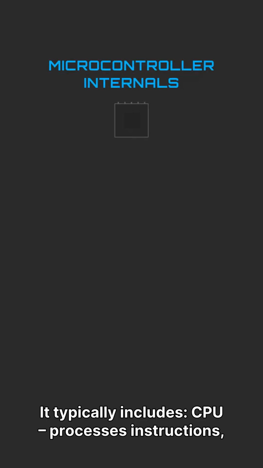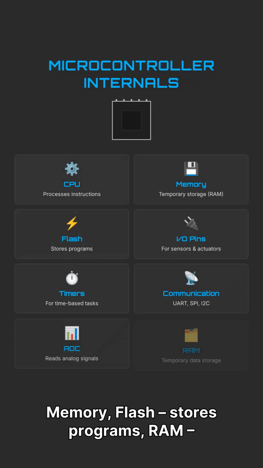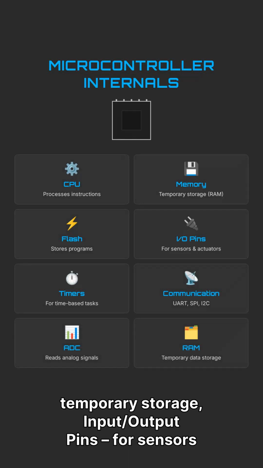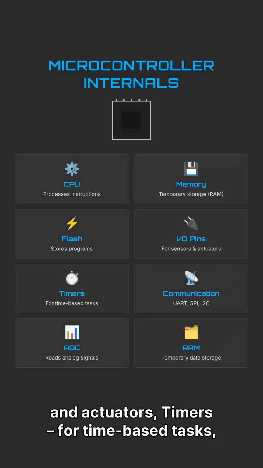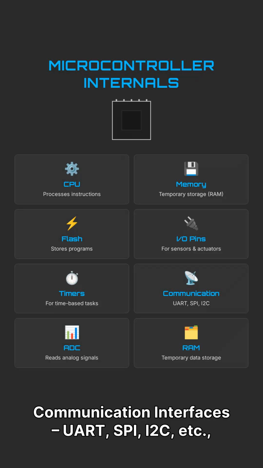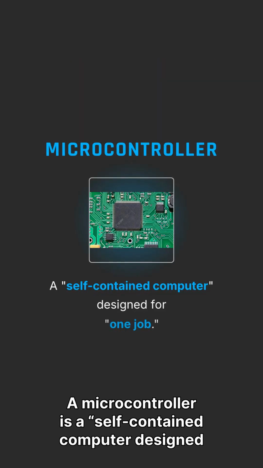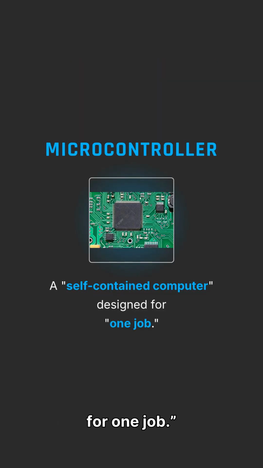It typically includes a CPU, which processes instructions; memory, including flash, which stores programs, and RAM, which is temporary storage; input and output pins for sensors and actuators; timers for time-based tasks; communication interfaces such as UART, SPI, and I2C; and an analog to digital converter, which reads analog signals. A microcontroller is a self-contained computer designed for one job.